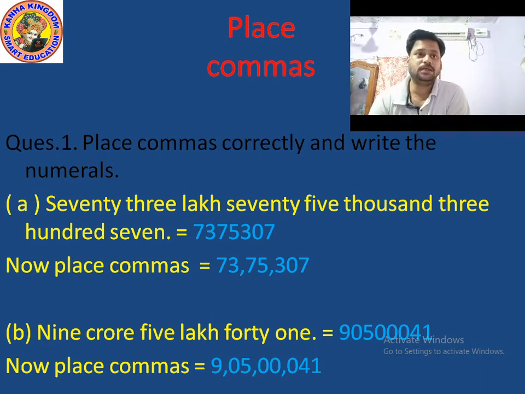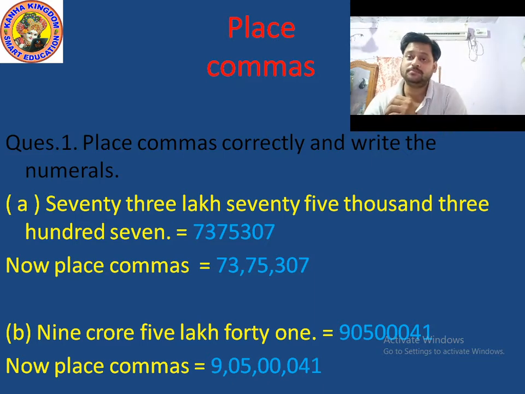Part B is 9 crore 5 lakh 41. So how many periods are here? Here is 41, so you just write down 41. Is any period mentioned with 41? No period is mentioned with 41, meaning 41 is in the ones period, 1 in ones place, 4 in tens place. That's why 41. Okay.